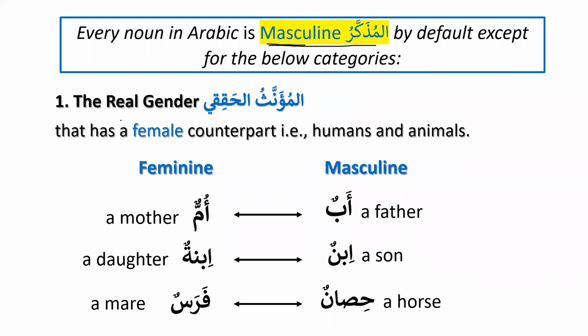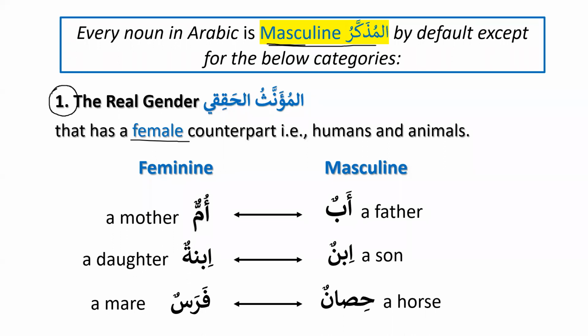So the first thing that we have learned already is the real gender, al-mu'annath al-haqiqi. And what is that, the real gender? That it has a female counterpart, and it is for humans and animals. For example, we say abun, a father, and the female counterpart for abun is ummun, a mother; ibnun, a son, and ibnatun, a daughter; hisanun, a horse, and farasun, a mare. So that's number 1 that we have learned already.